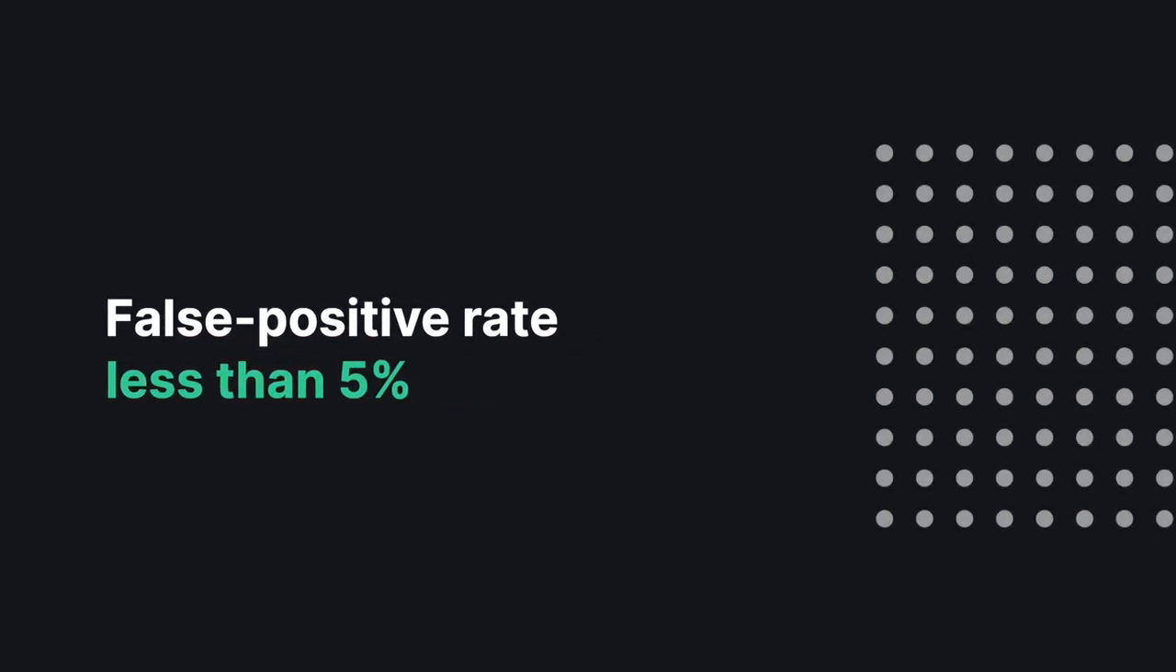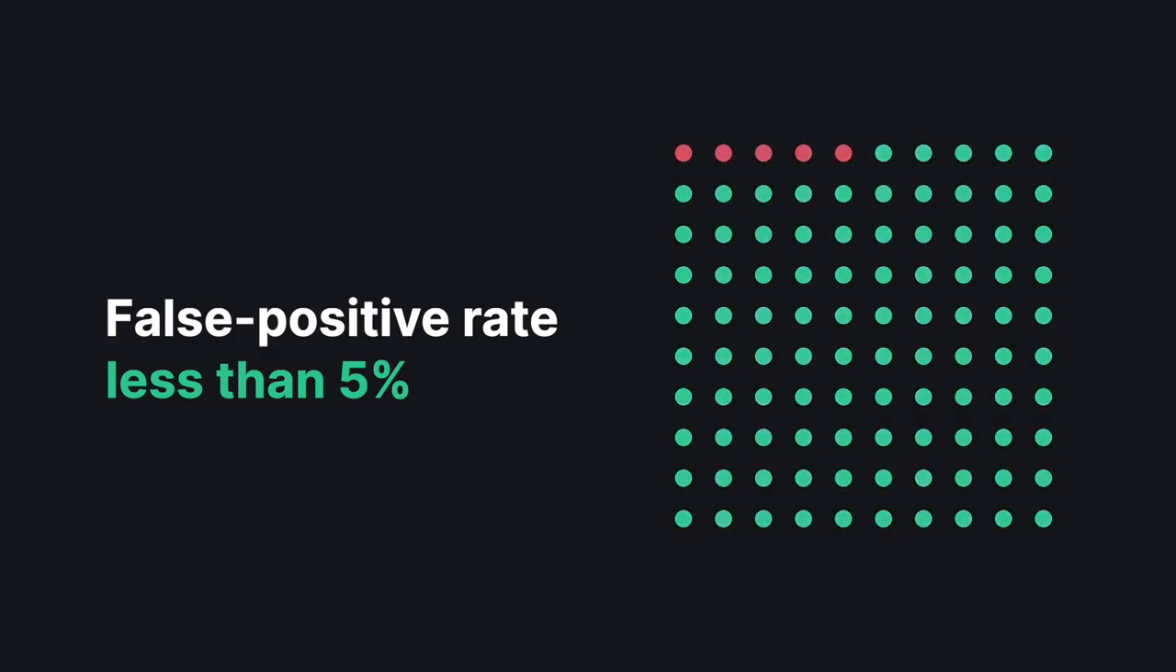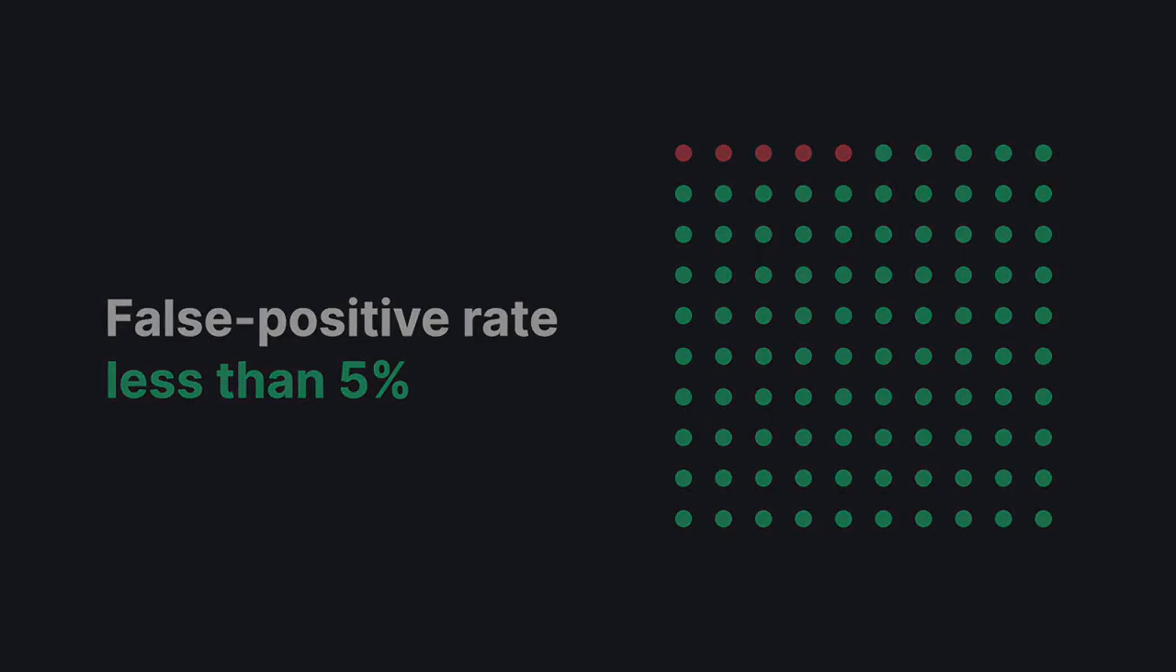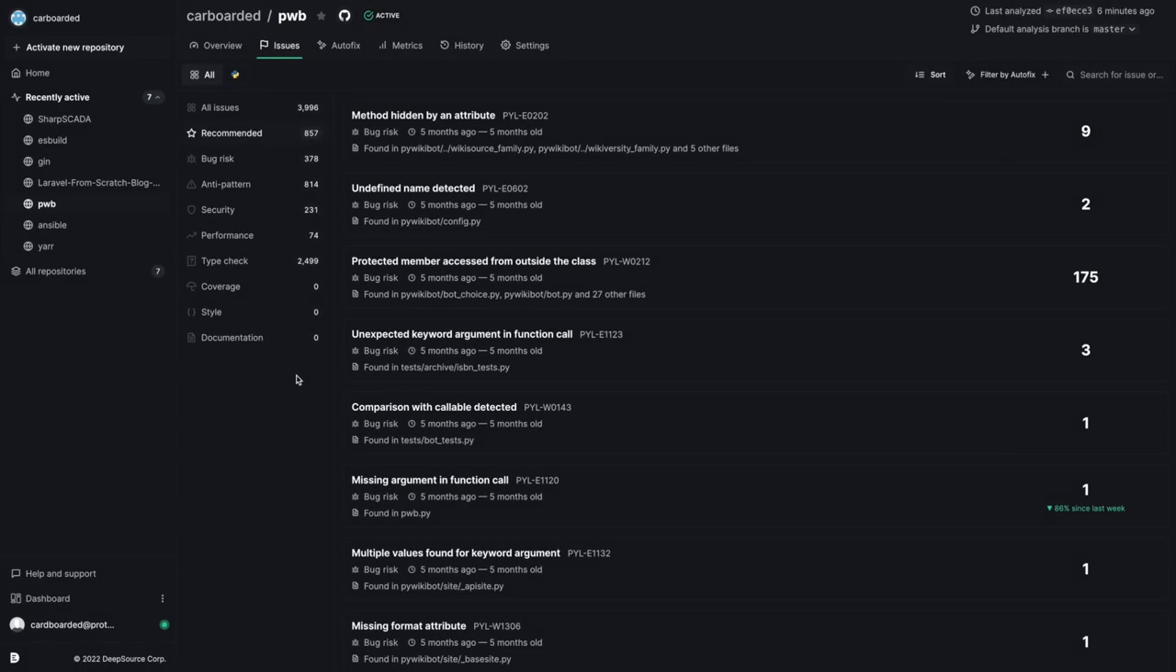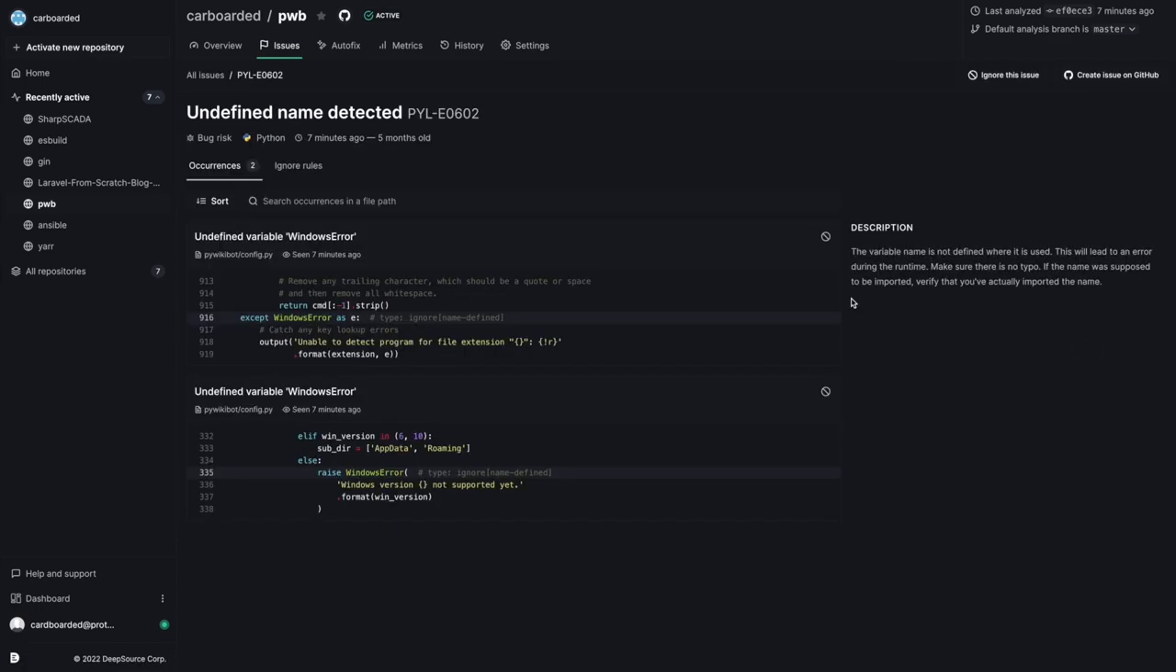At DeepSource, we ensure a false positive rate of less than 5%, which means out of the 100 issues we flag, 95 are guaranteed to be accurate. But for those instances when you come across a false positive, we've made it easy for you to report it directly from the DeepSource dashboard. Let me guide you through it with an example.